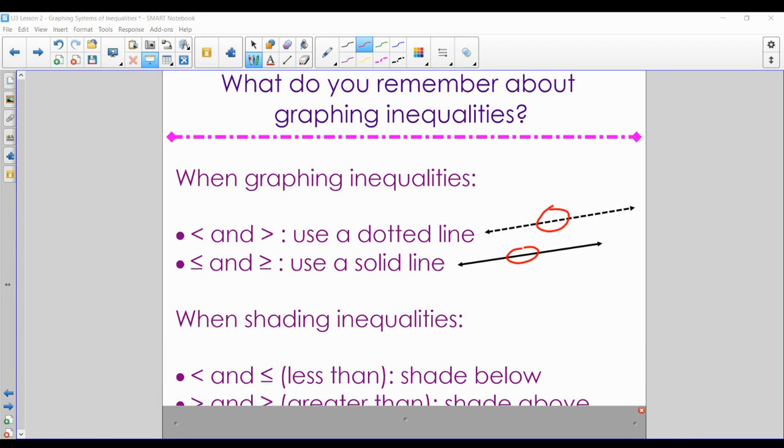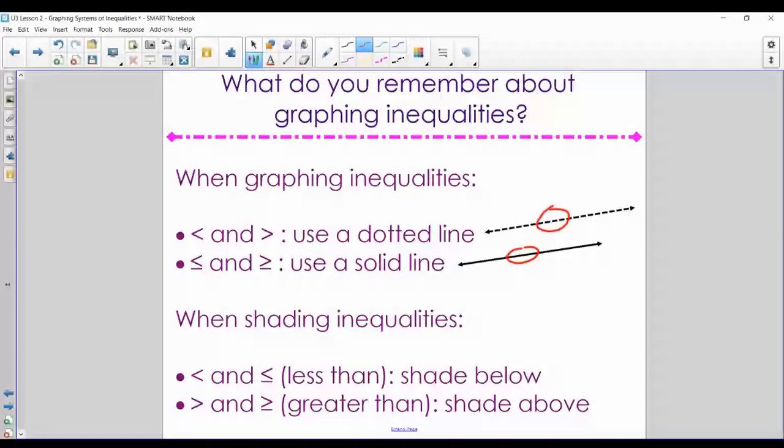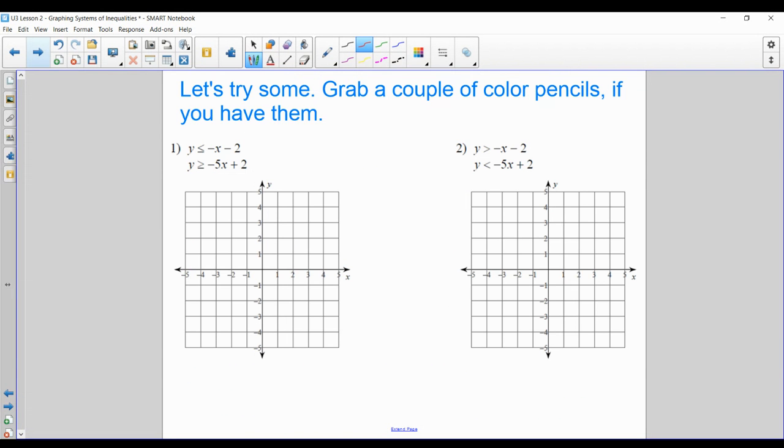And when we are shading these, remember that less than and less than or equal to, you shade below the line. Greater than and greater than or equal to, you shade above. Okay, so this is useful if you have a couple of different colors, highlighters, colored pencils, something like that. It makes it easy to see what's happening. So let's take a look at one of these. If I have a system, so meaning two or more inequalities, I'm going to graph each one. So my suggestion would be to graph and shade one at a time.